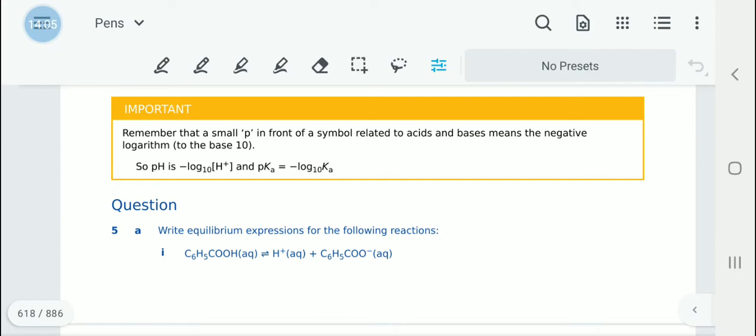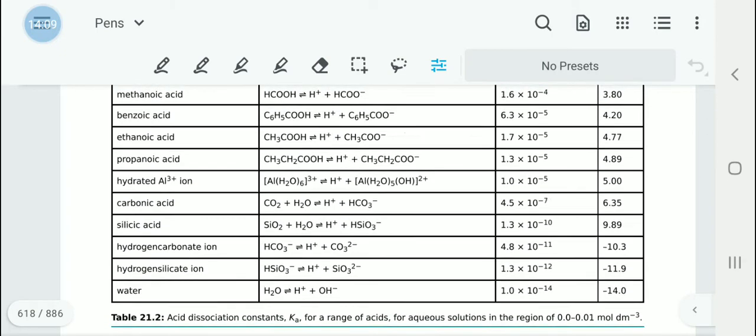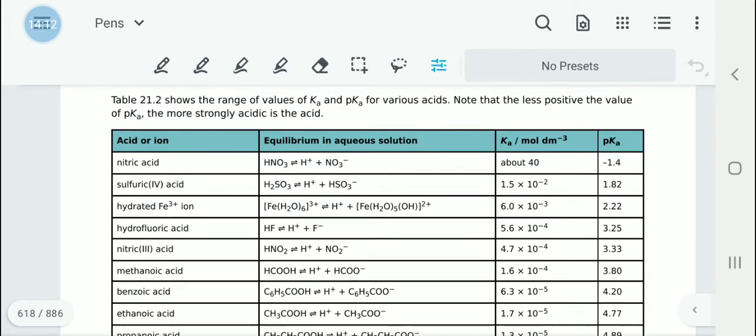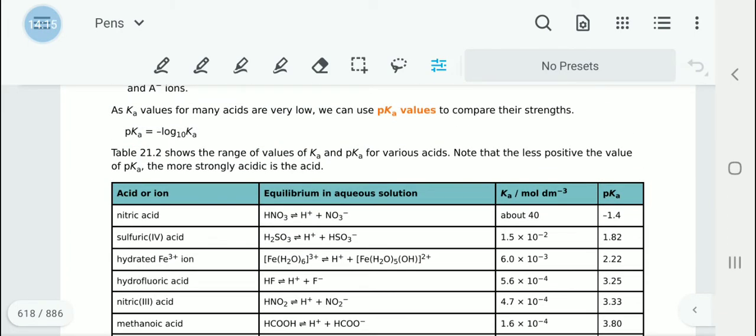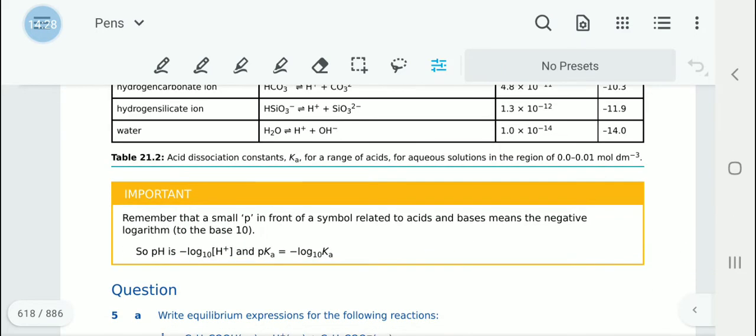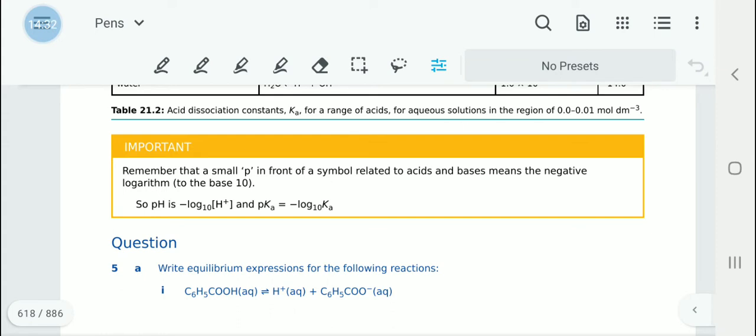So if there is a question given using pKa values, you know how to convert that into Ka by using the same equation. pKa is equal to negative logarithm of Ka value to the base 10. I hope that makes sense to you. And also remember the symbol P in relation to acids and bases means negative logarithm. So pH is negative logarithm of H plus ion concentration. Then pKa means negative logarithm to the base 10 of Ka. I hope that makes sense.